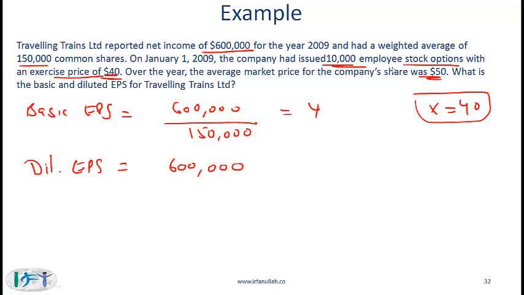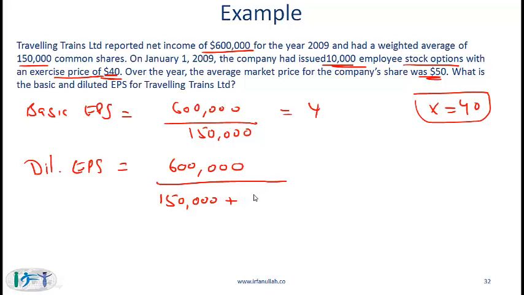When the options are exercised, what happens is the employees come to the company and they submit their 10,000 options, and in return the company issues 10,000 new shares and gives them to the employees. So as far as the numerator is concerned, there is no difference. The numerator is still 600,000. That is still the total amount of money available to common shareholders. There will be an impact on the denominator. We start out with 150,000 shares outstanding, and then we are going to add the number of new shares.